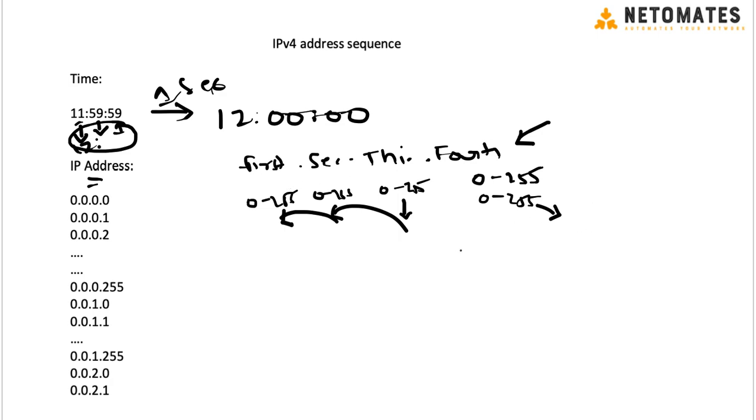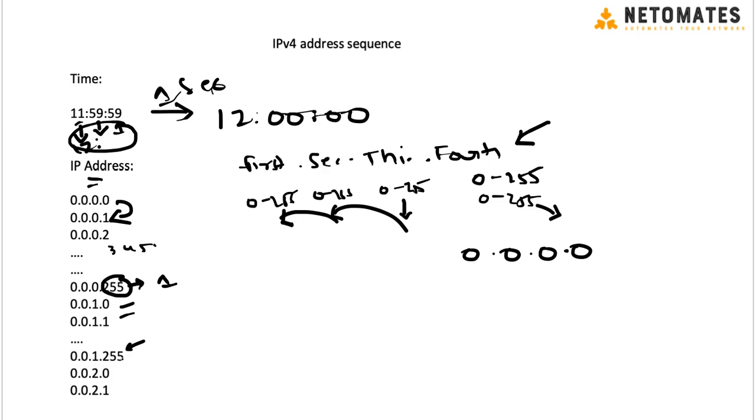If we look at the sequence, the lowest address is 0.0.0.0. Then it will become 0.0.0.1. It will go like 2, 3, 4, 5, 6, 7, 8 until 255. Then the next address, if you add 1, as this is already full, it will become 0, and you need to increase the left octet. So it will become 0.0.1.0. Like this, it will go 0.0.1.1 and so on until 255.